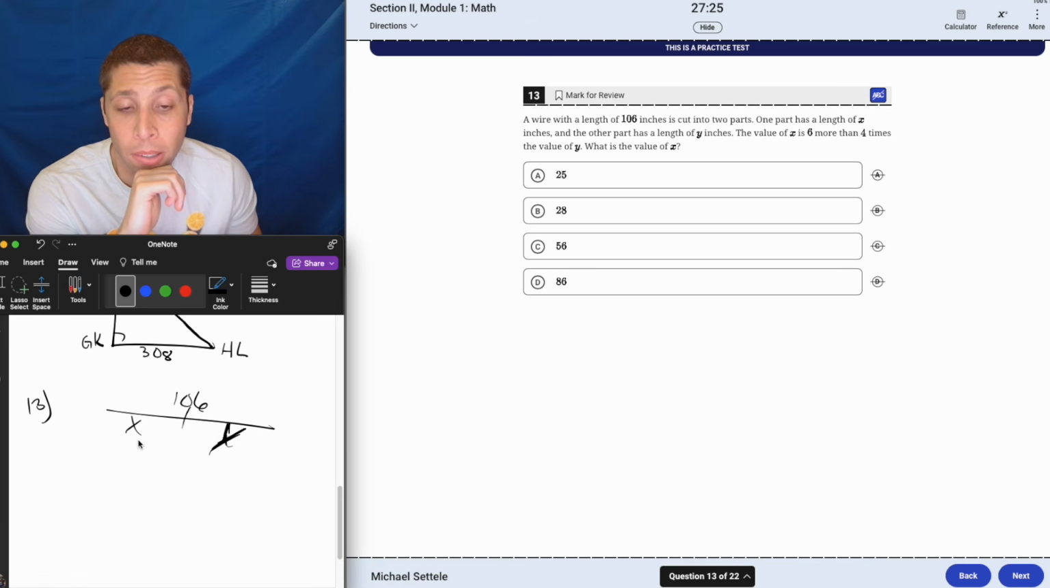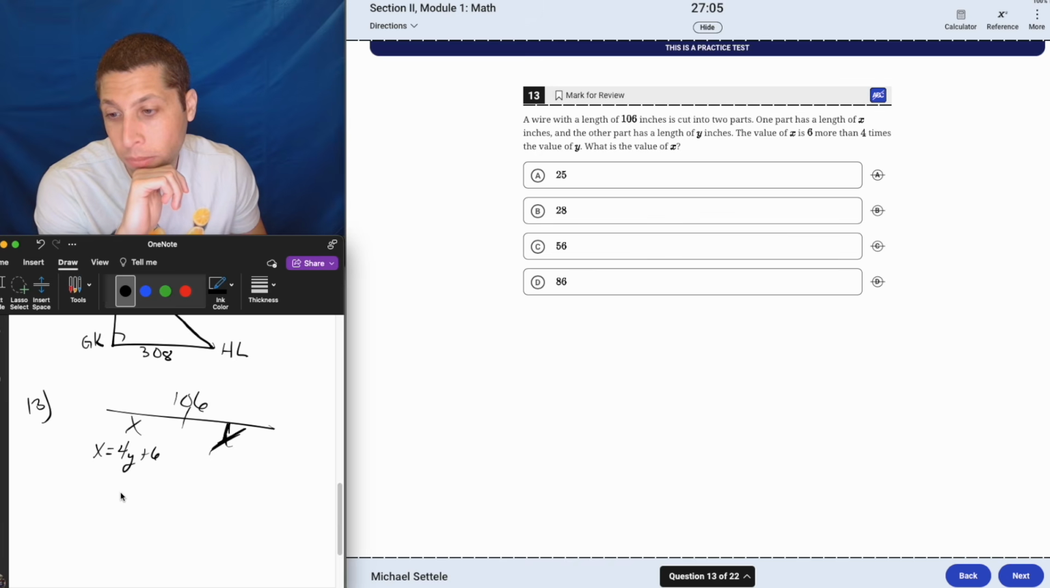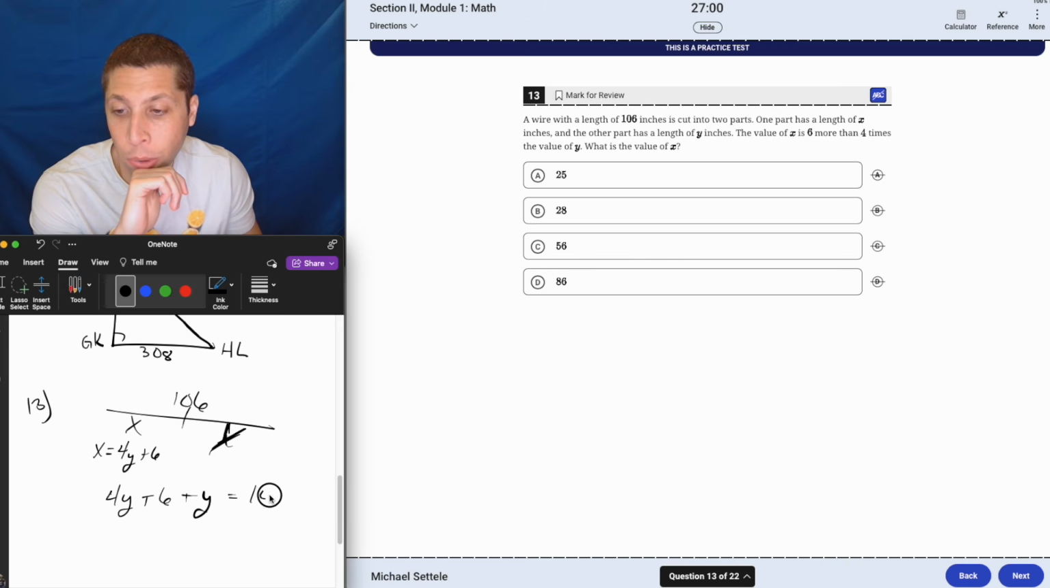Okay. So x equals 6 more than 4 times the value of y, 4y plus 6. So why don't I just do 4y plus 6 plus y is equal to 106. So 5y is 100, y is 20. They want x, so 86.